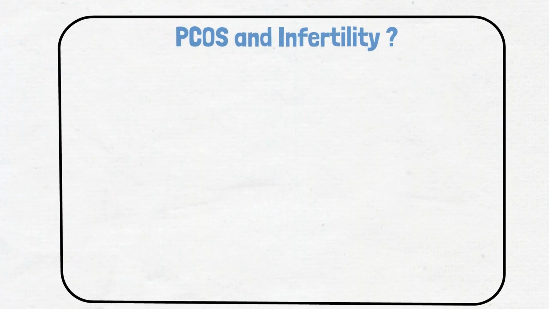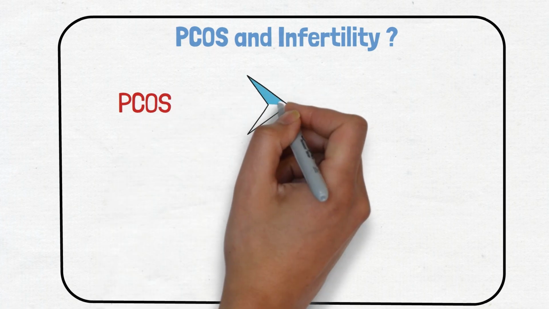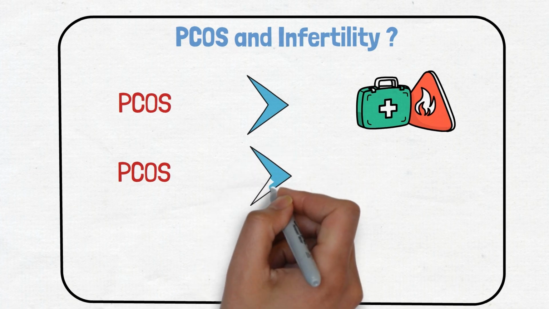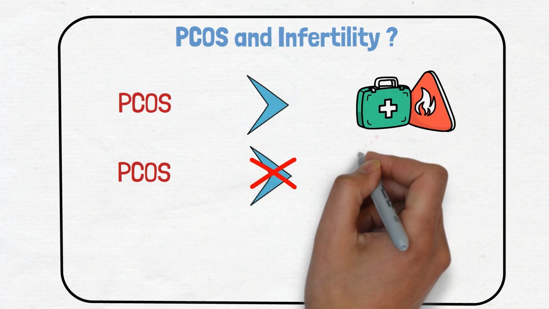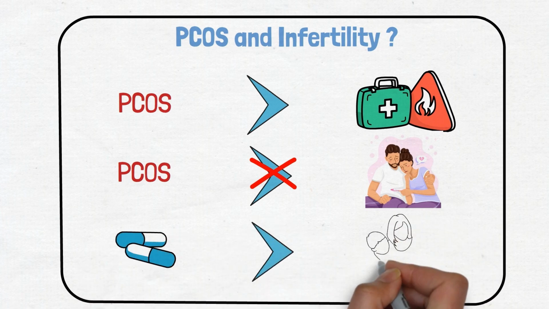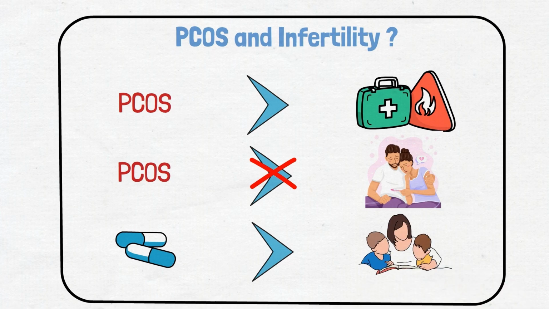Polycystic ovarian syndrome can be a reason for infertility, but it is a very treatable cause of infertility. Having PCOS does not necessarily mean a woman can't get pregnant. With proper management of its symptoms, it is highly likely to get the desired results.